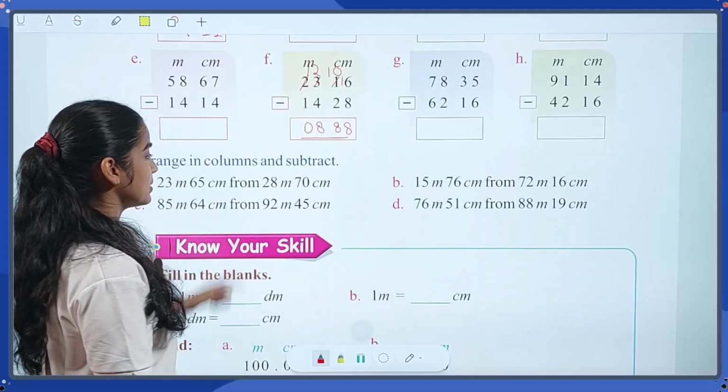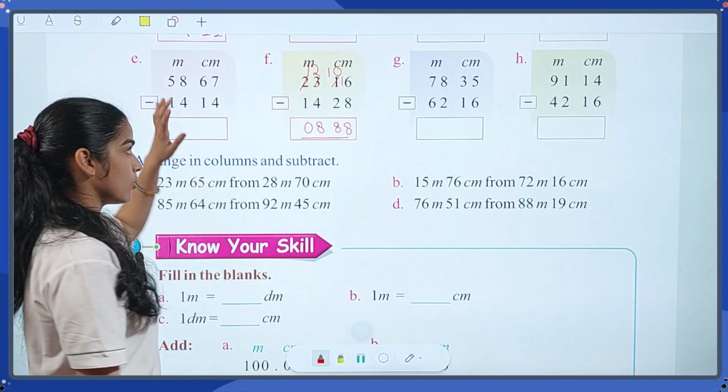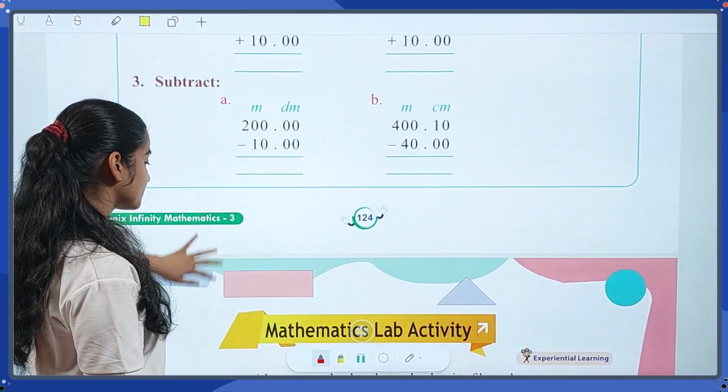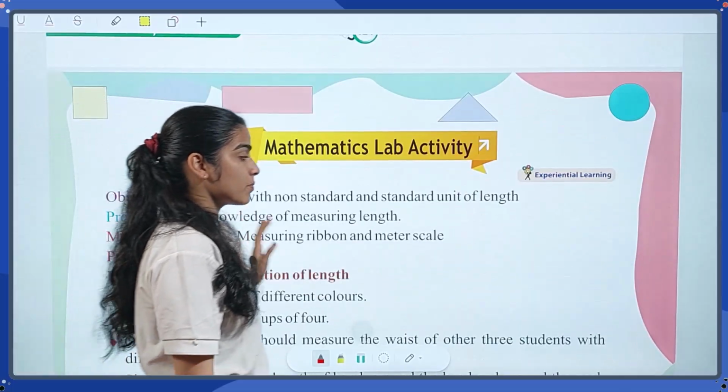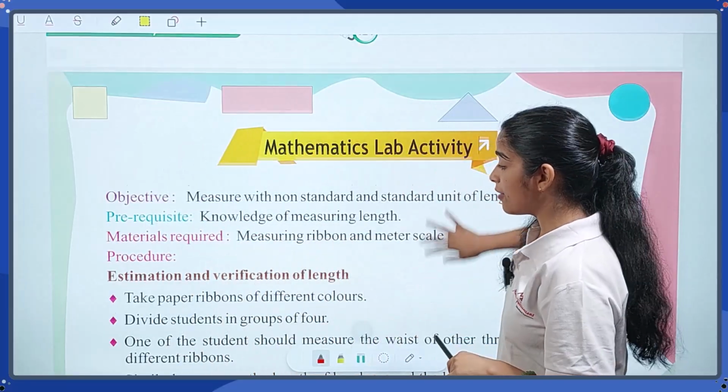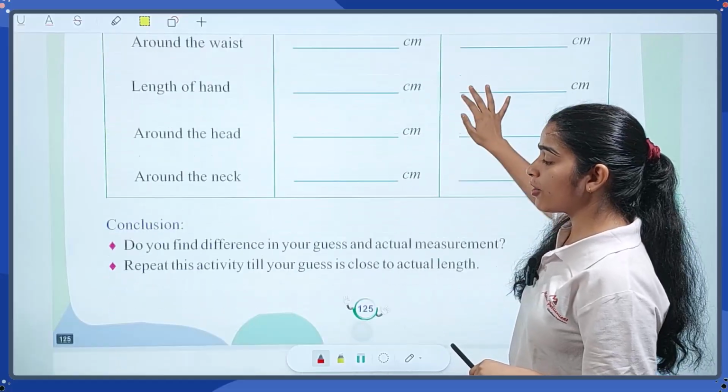Now arrange in column and subtract. You can arrange it, which I already explained in the addition part, and then subtract it. Now you have your mathematics lab activity which you have to perform in your maths lab. After this is the end of your chapter.